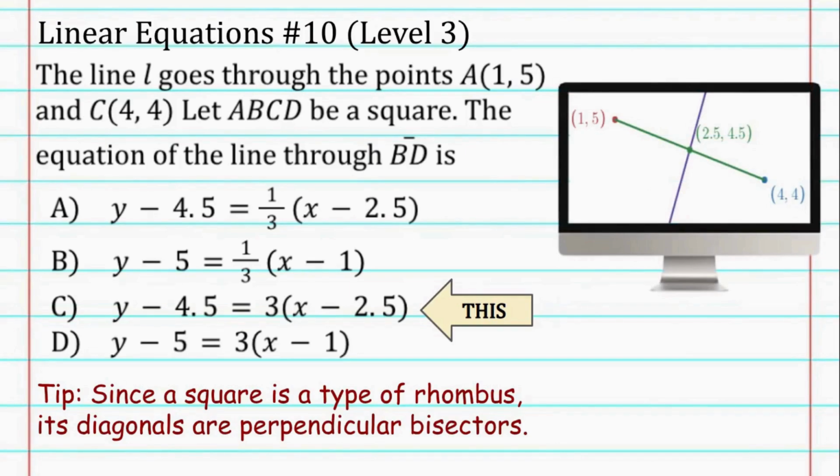First, we need to find the midpoint of AC, which is also the midpoint of BD, since the diagonals of our square bisect each other. That midpoint is (2.5, 4.5). To handle the perpendicular part, we can easily find the slope of AC, which is -1/3. So the slope of BD must be the opposite reciprocal, namely 3. Throw that midpoint and opposite reciprocal slope into point-slope form, and you have answer C.